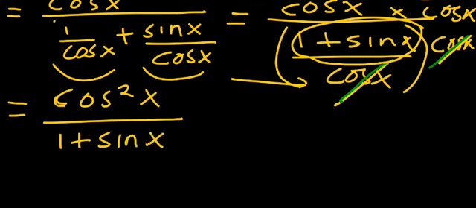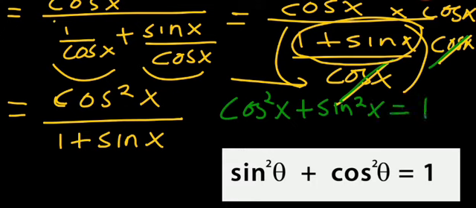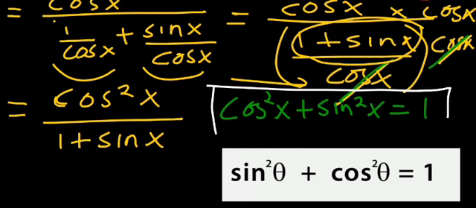So when we reach this stage, we need to use another identity. The identity that we are going to use here is the Pythagoras identity. The Pythagoras identity states that cos squared x plus sin squared x is equal to 1. So you need to be familiar with this identity: cos squared x plus sin squared x is equal to 1.